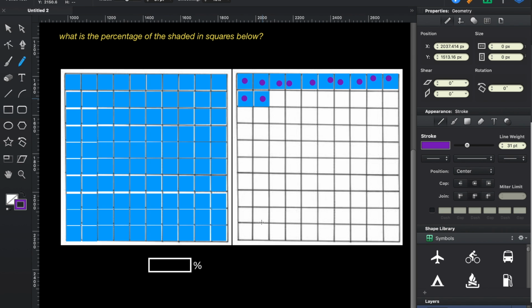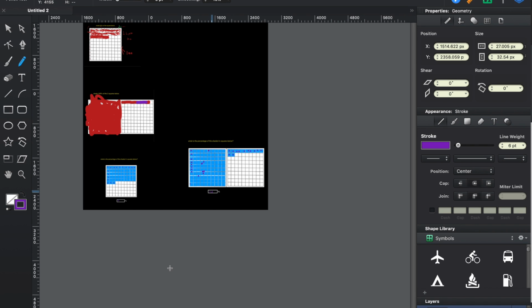Remember, we have to count the whole square as well. All these squares, that's hard. Yeah, there are just 100 of them. So for a final answer, 112%.